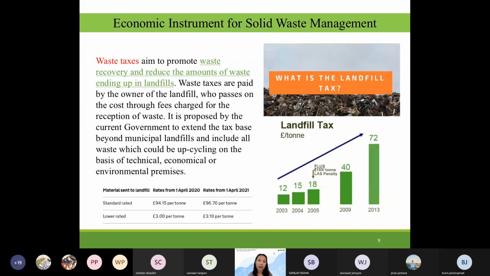This is the concept of the landfill tax. You can see, if we apply this concept in Thailand, maybe we can reduce the amount of waste transferred to the landfills, right? Maybe we can use the benefit in other ways, like for incineration, or for a recycling process or something like that. This is just the concept of the landfill tax. Many countries also apply this concept in their waste management systems.